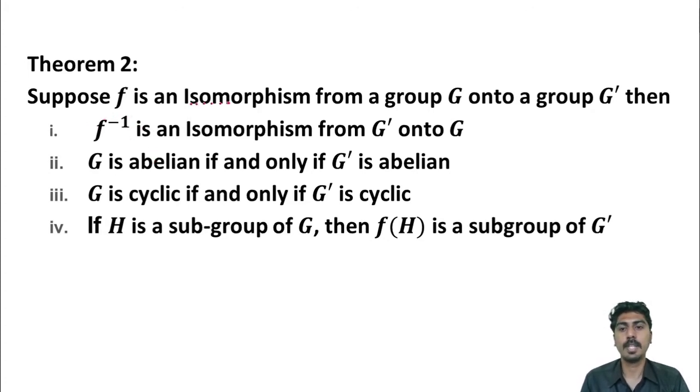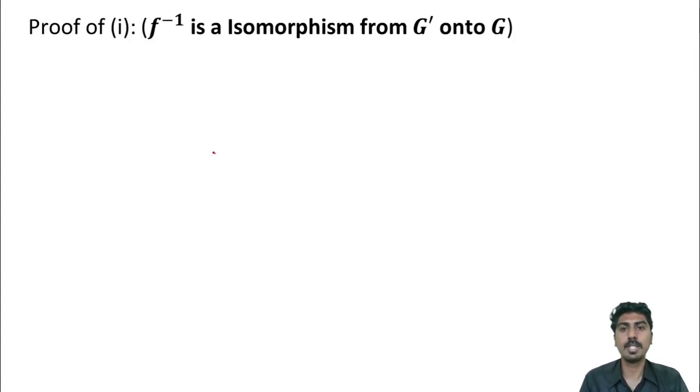Suppose f is an isomorphism from a group G onto a group G dash. Then f inverse is an isomorphism from G dash onto G. G is abelian if and only if G dash is abelian. G is cyclic if and only if G dash is cyclic. If H is a subgroup of G, then f of H is a subgroup of G dash. First, we shall show that f inverse is an isomorphism from G dash onto G.